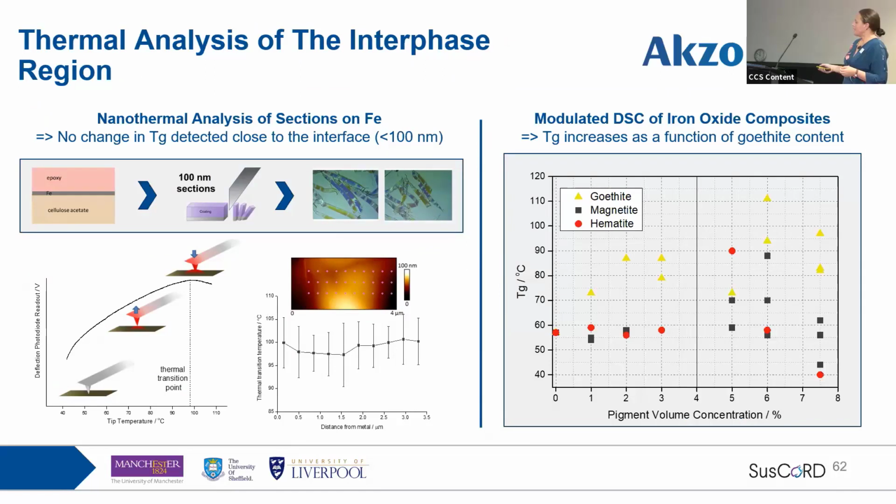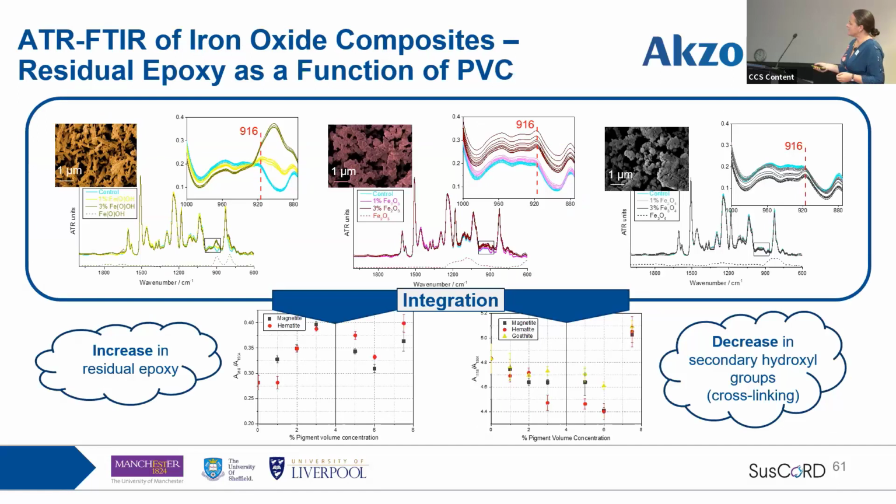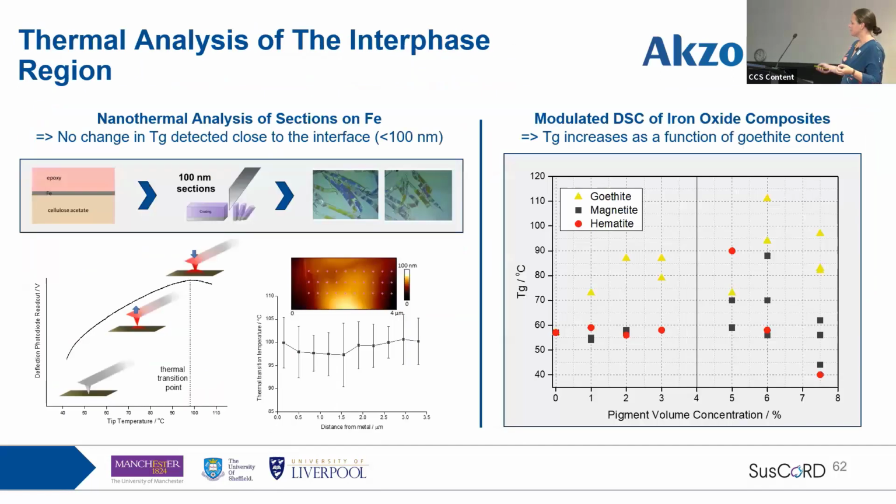So looking at that decreasing amount of cross-linking, essentially, we might expect that the TG in the interface would also be lower. When I came to look at the DSC of the composites, we found there's absolutely no effect versus PVC below the critical pigment volume concentration, except in the case of goethite, where we saw the TG actually increase as a function of PVC.